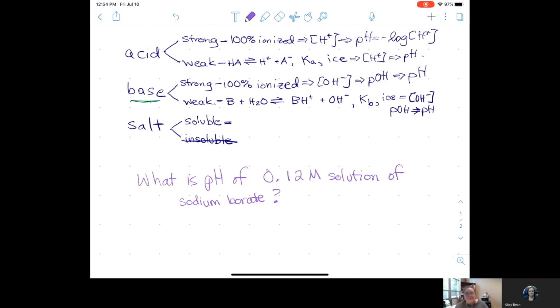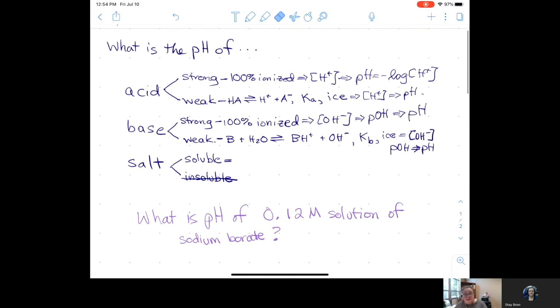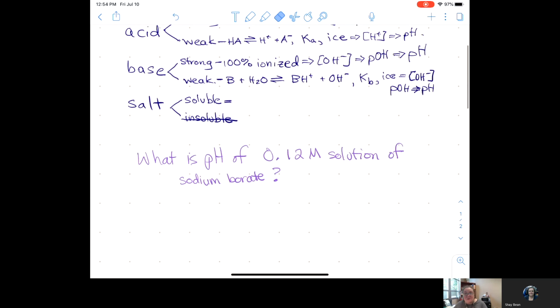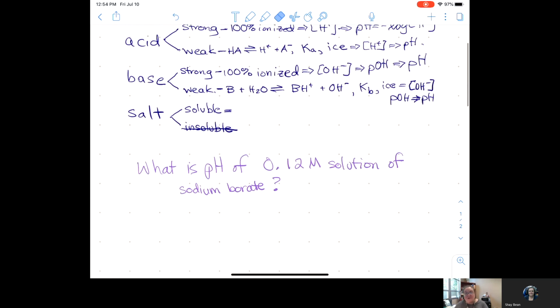So let's do another one. Again, we've got our acid, base, salt flow chart. And this is if you get a "what is the pH of" question. So let's guess the question: what is the pH of a 0.12 molarity solution of sodium borate?